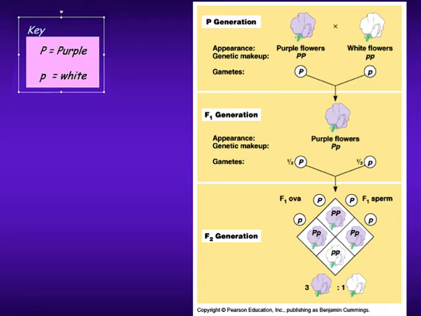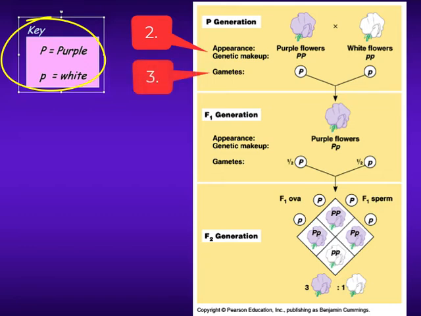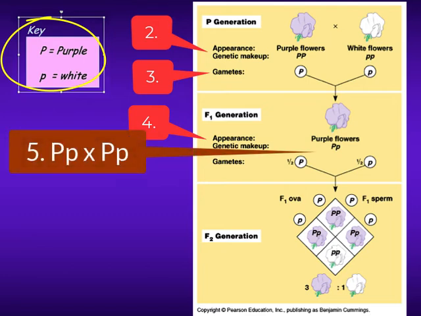So to review one more time, we have an 8-step outline. Step 1 is the key. Step 2 is the parent generation phenotype and genotype, appearance and genetic makeup. Third step is the gametes of the P generation parents. Fourth step is the F1 generation, the first filial generation, the kids. Now, step 5 is not really represented in this particular diagram.